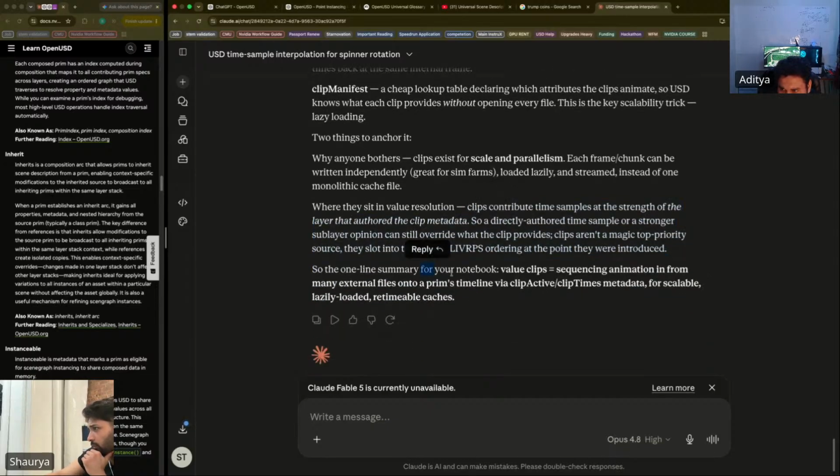So, one line summary for your notebook: value clips equal sequencing animation in many external files onto a prim's timeline via clip active and clip times metadata, for scalable, lazily loaded, retimable caches. I think I understand what this is.